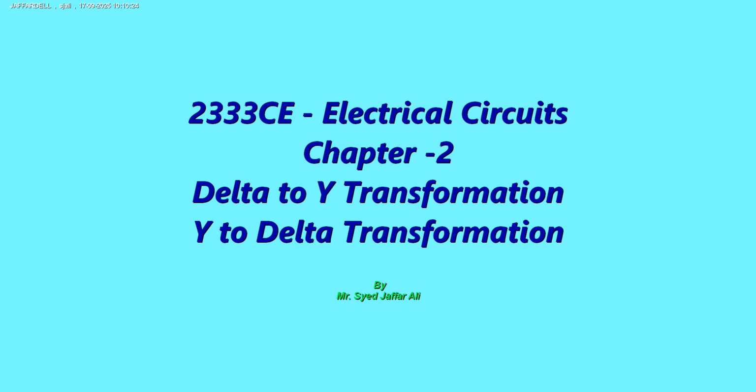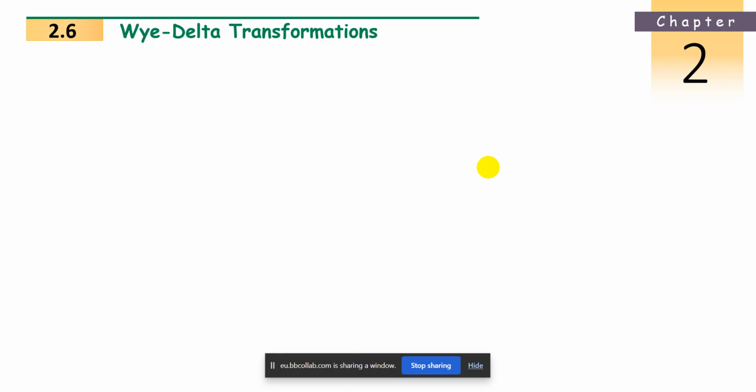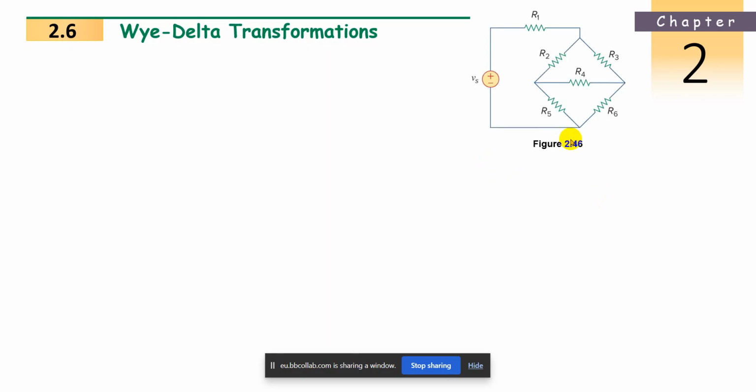Today we will study delta to Y transformation, or Y to delta transformation, in our electrical circuit chapter 2. In this you can observe this diagram. If you see the nodes and the resistances, this is a slightly more complex circuit than the series-parallel combination. How is it complex?